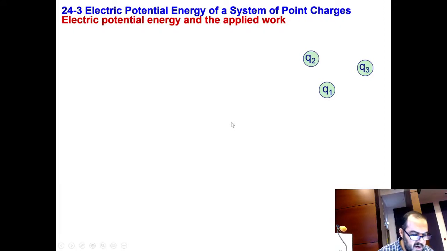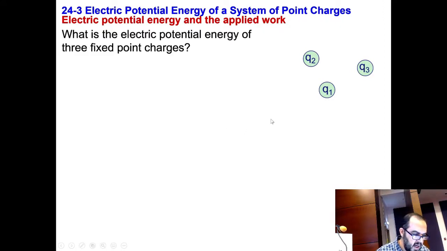Okay, let's assume we have charges Q1, Q2, Q3, and we want to determine the electric potential energy of the three fixed point charges. These charges apply forces on one another, so if you release the charges, they will move. So there is a stored potential energy, and we want to determine the potential energy of these charges.